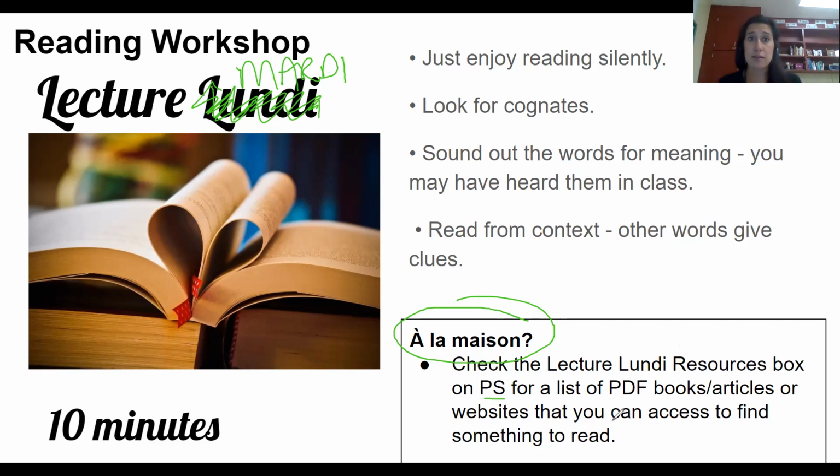Sit back, relax, and read for enjoyment. Look for cognates to help you read from context. Sound the words out since you are doing this at home. Don't be shy of saying out what you're reading so you're making sense, so you're really connecting your brain with what you're reading. Even though you're enjoying it, you're still absorbing it, to get the most out of your reading time. Okay, and the 10 minutes will fly by.